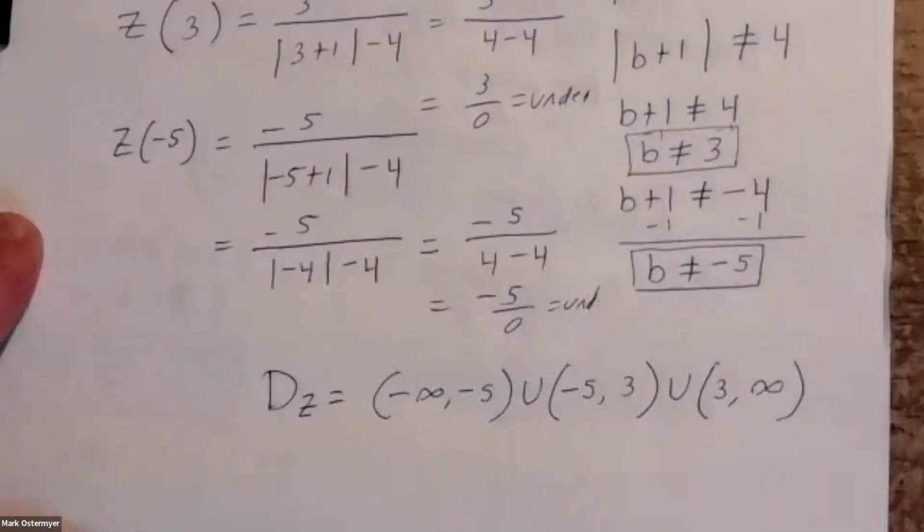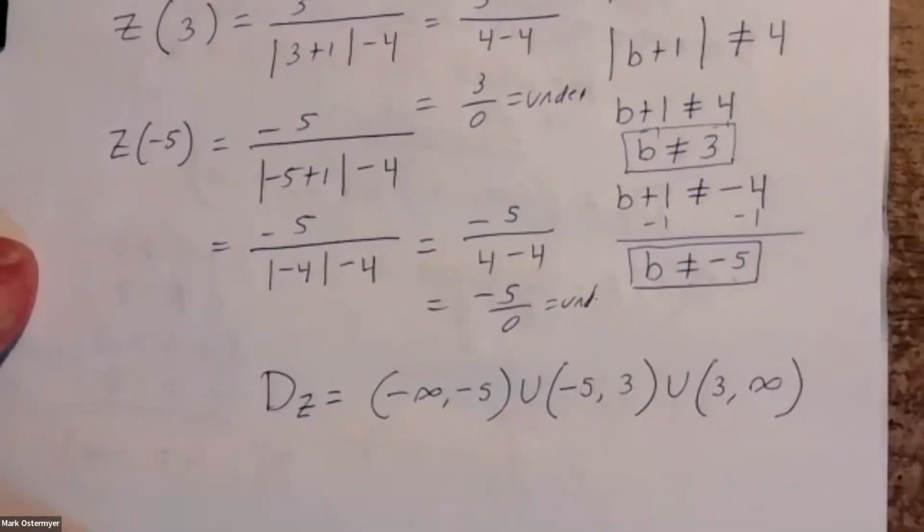Can you move it down? Like that? Yeah. Okay, so that would be the domain of this function. That is the formal interval notational way of saying all real numbers except 3 or negative 5. Those numbers must be excluded from the domain.